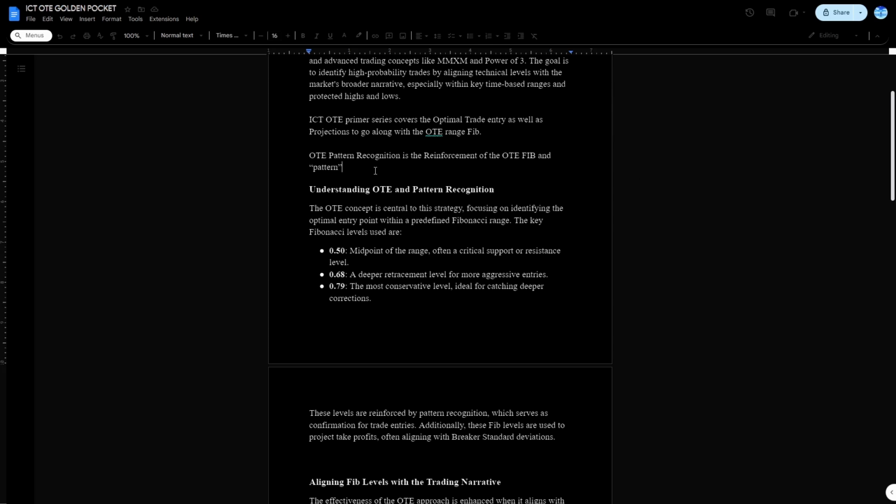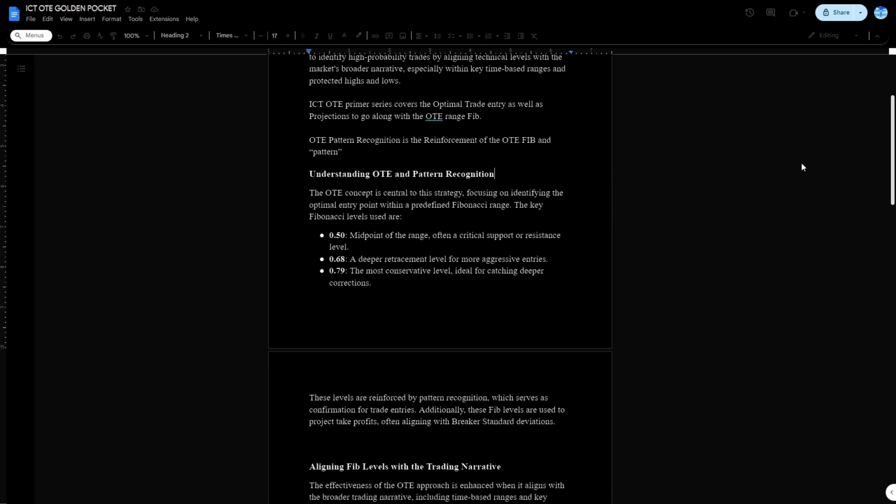Obviously it's not a pattern, but the OTE recognition was a reinforcement of the OTE fib pattern, and it's not a pattern that you can pattern trade. You have to understand the narrative and where we're delivering from, just like he shows in each video. This is pretty much central for this strategy, focusing on identifying the optimal trade entry within the predefined range of the Fibonacci. Coming in at the midpoint, our equilibrium is often critical for support and resistance.